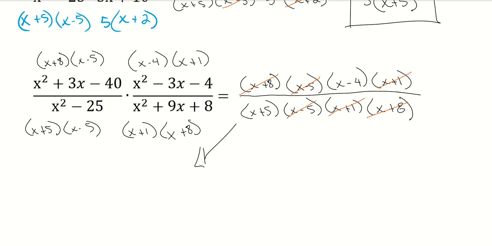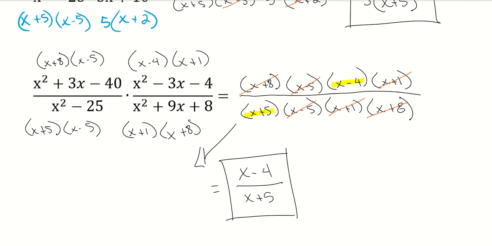Therefore, my final solution is going to be this one and this one, which is x minus 4 over x plus 5. Multiplying rational expressions. Take your time, pay attention, and good luck.